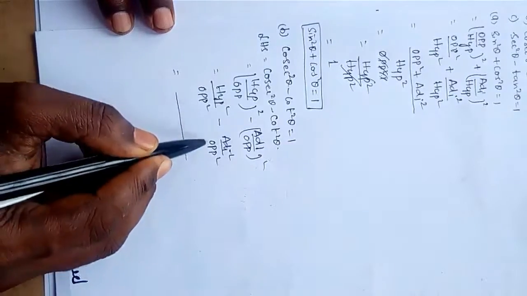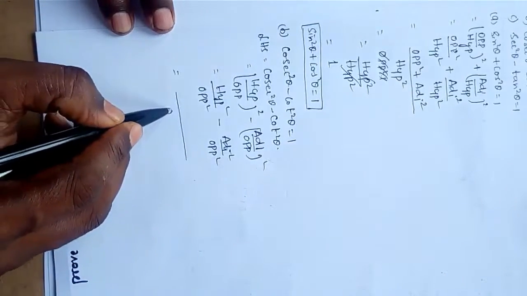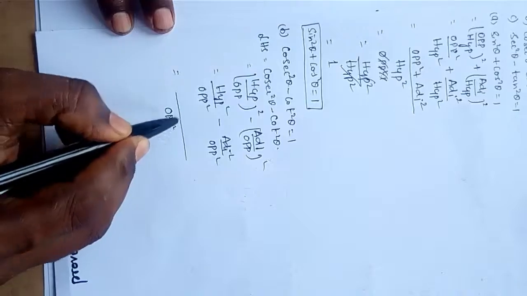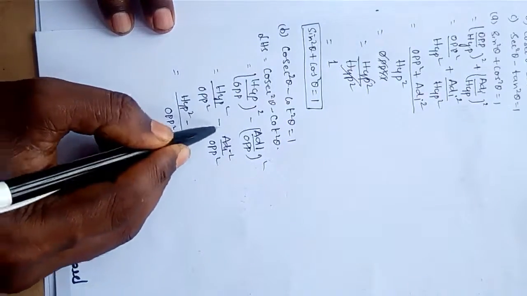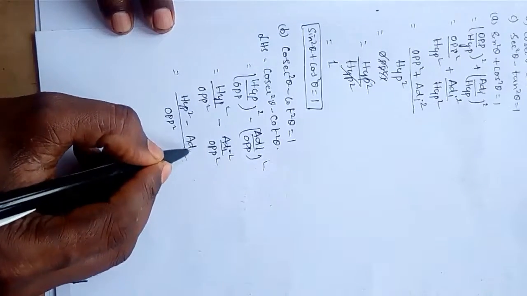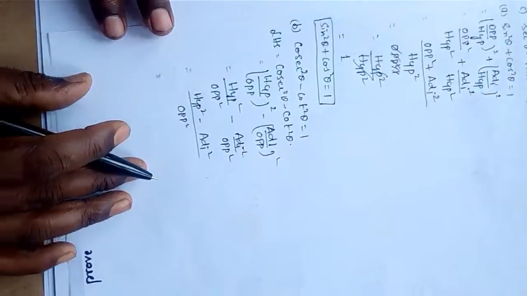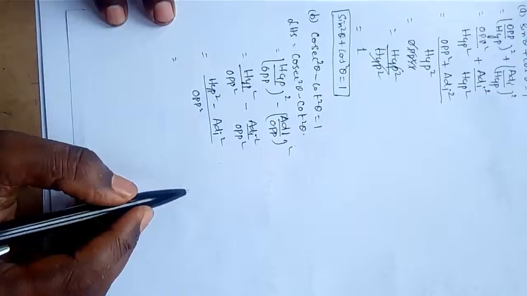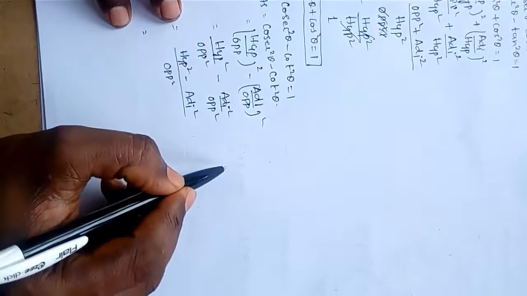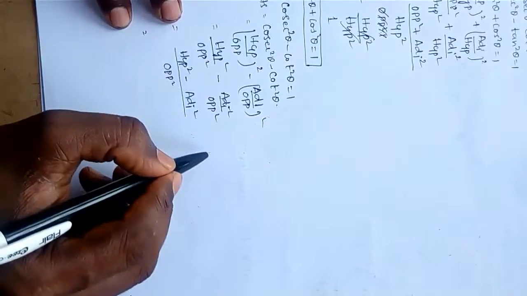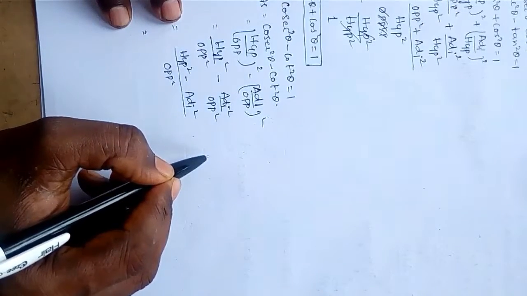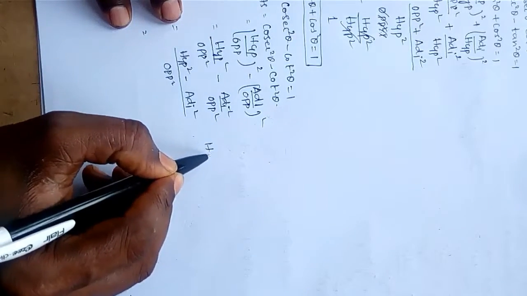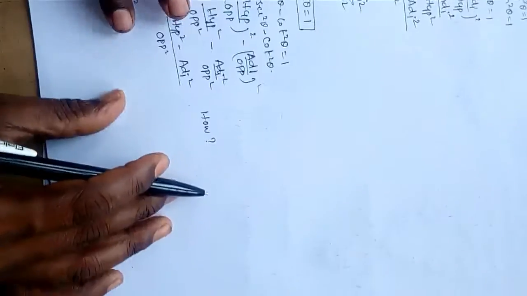Here observe the two fractions. The denominator is opposite square. So directly you can take the numerators of the fractions. Here we have a negative, so minus adjacent square. Okay. So by using Pythagoras theorem, we can replace hypotenuse square minus adjacent square by opposite square. How? So this is the question now.